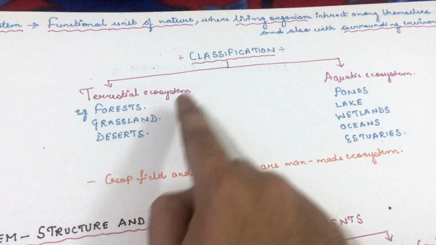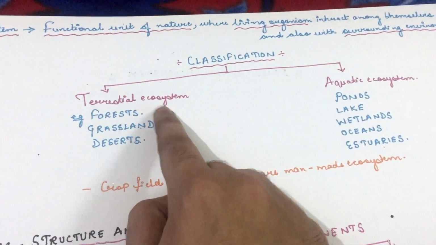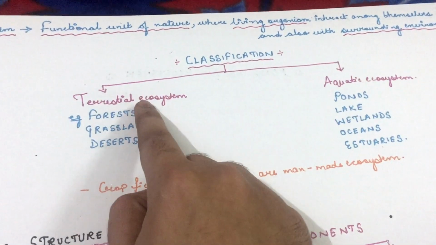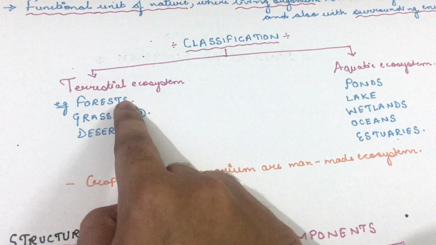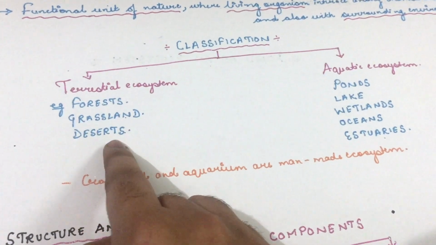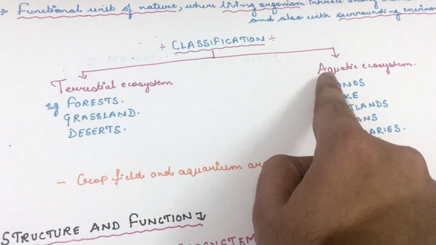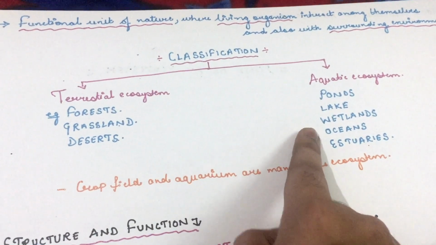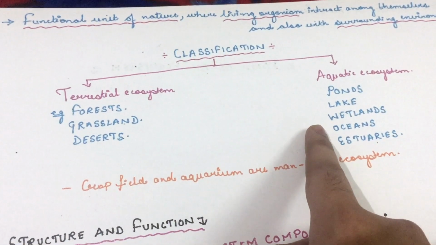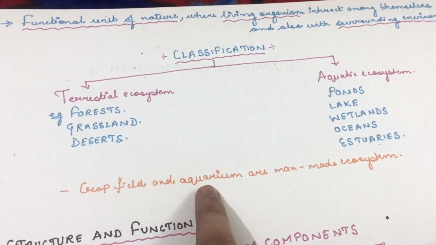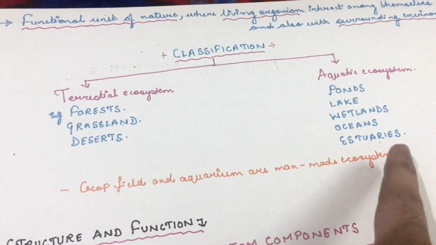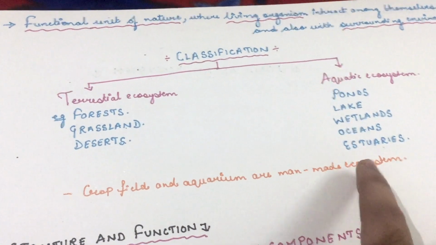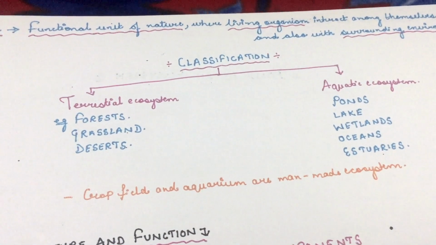Ecosystem is classified into two types: terrestrial ecosystem and aquatic ecosystem. Terrestrial ecosystem includes forests, grasslands and deserts, and aquatic ecosystem includes ponds, lakes, wetlands and oceans. We should also remember that crop field and aquarium are man-made ecosystems. These ecosystems are made by man, so they are called man-made ecosystems.